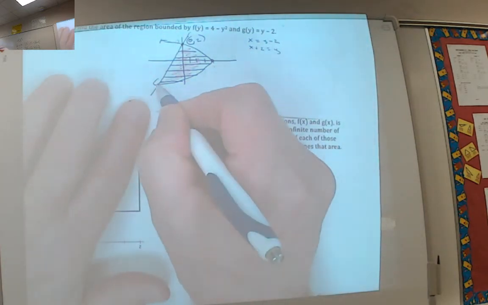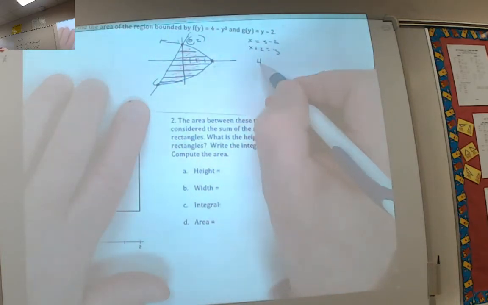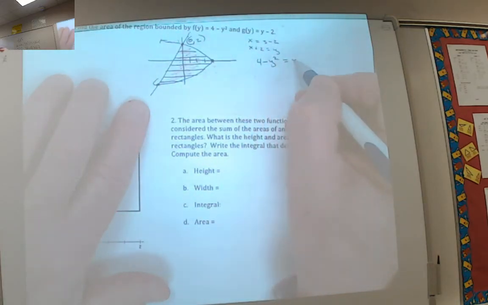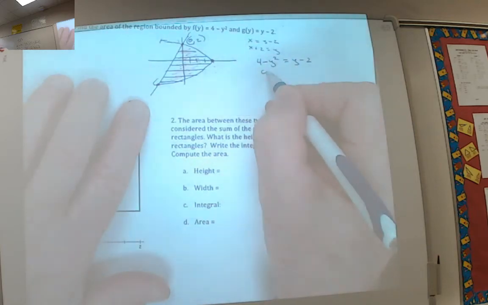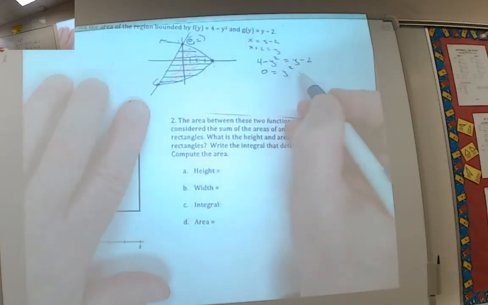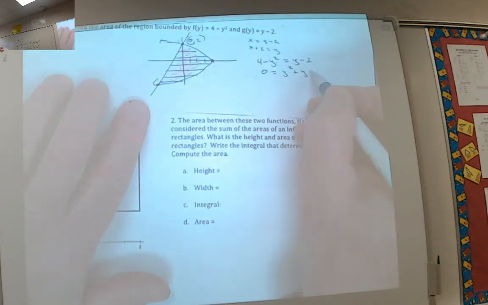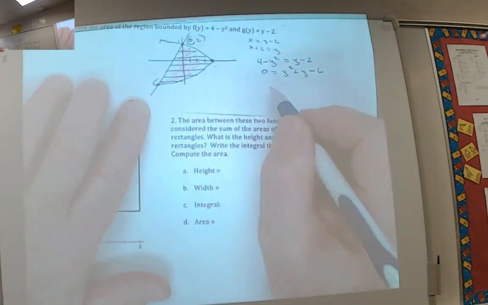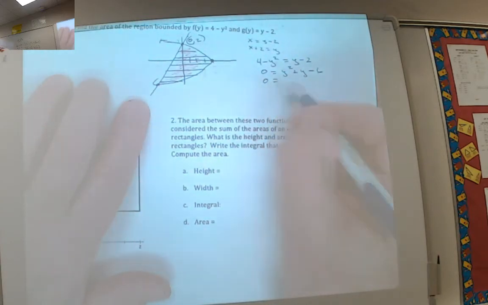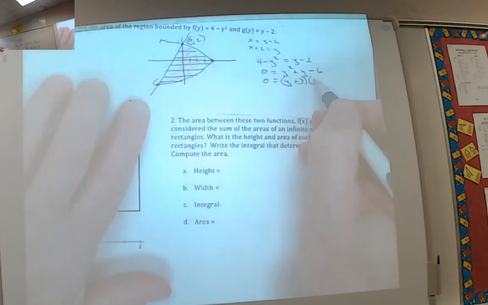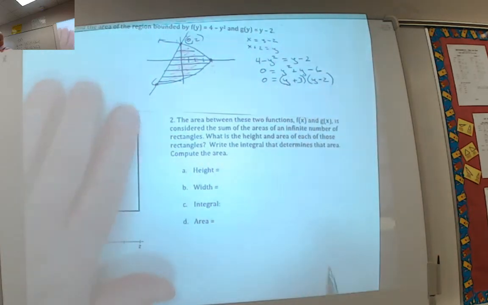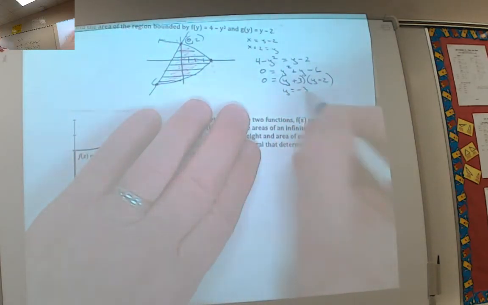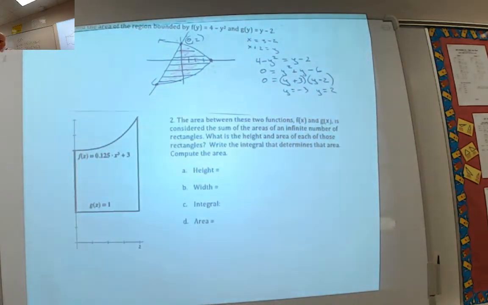This point right here is going to be 4 minus y squared equals y minus 2, which means 0 equals y squared plus y minus 6. Which means this is factorable. y plus 3, y minus 2. So this means y equals negative 3. This means y equals 2. So which y is that going to be, do you think?